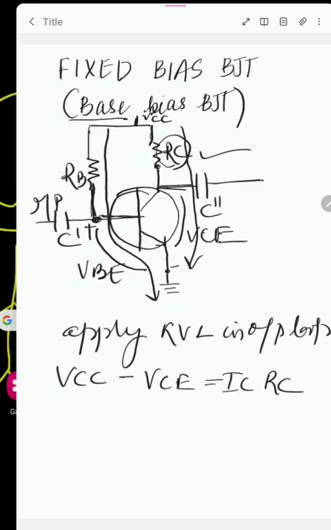Then the output voltage VCE equals VCC minus IC RC. How do we identify IC, the collector current? In the manufacturing of a transistor, we have a value of beta. Beta is the current amplification factor of the common emitter configuration. So, based on beta, we can evaluate the value of IC.